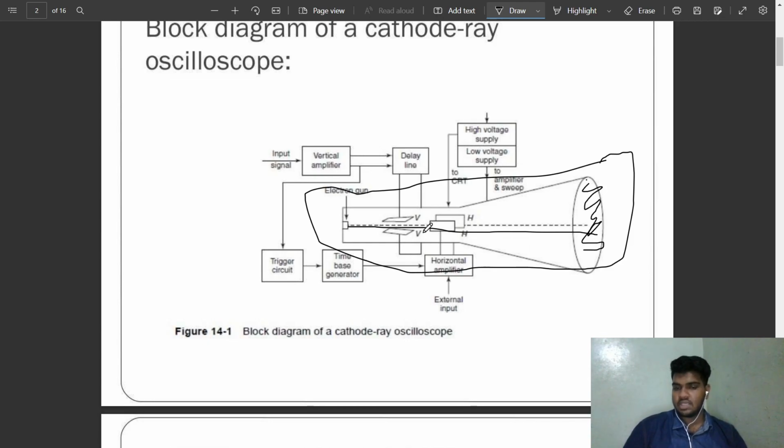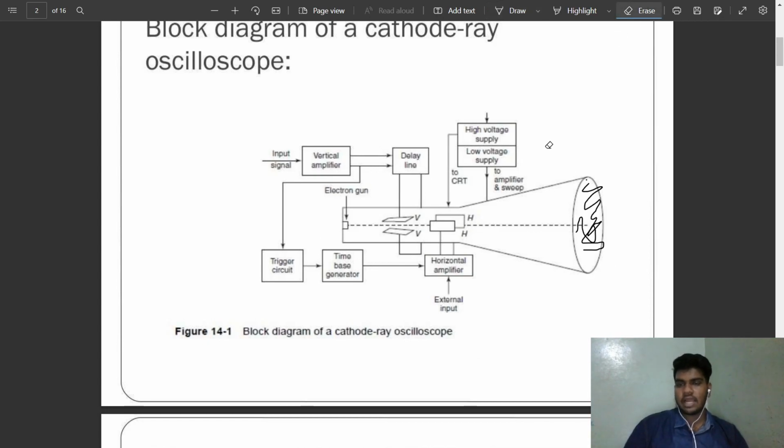When these beams pass, first they are vertically amplified. It will be somewhat like this, and then they'll be horizontally amplified. So the signal will be like this. This signal will fall on the screen, and we'll be able to see it as a waveform. So this is the general idea of the cathode ray oscilloscope. These are the various components which I use.